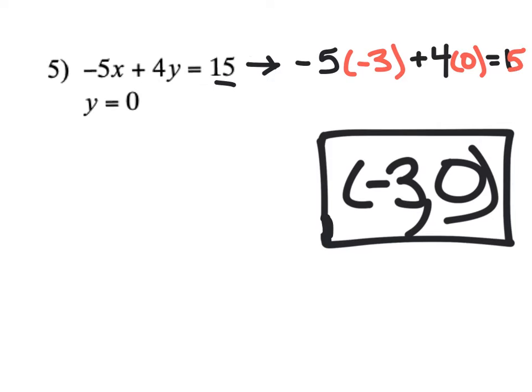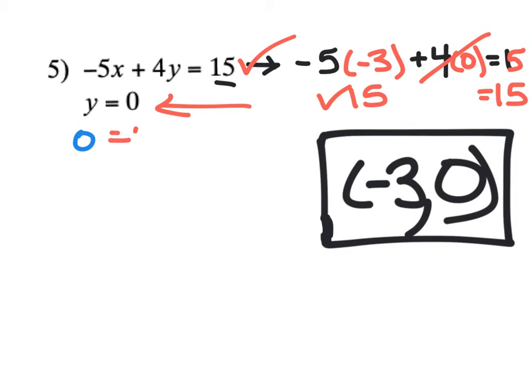Okay, so let's check it. 4 times 0 is 0. Negative 5 times negative 3 is 15, equals 15. So yes, negative 3 and 0 work for that. Now let's try the second equation. I've got y equals 0. So I'm going to plug in my y, which is 0 for y. So I got 0 for y equals 0. Yep, that works. So that's how you can check your work. Just plug your answer in for both equations and make sure that they work out.